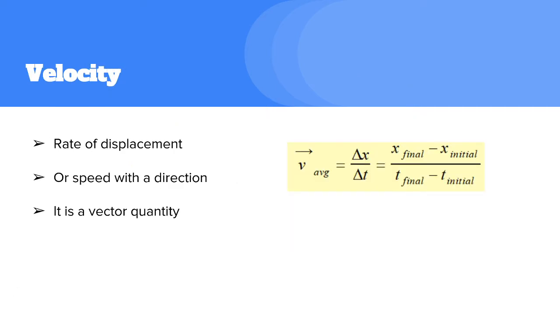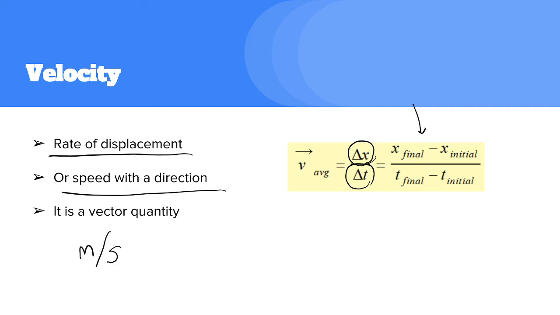Alright, what's your velocity? It's rate of displacement, which means how much you displace over given time. And if you want to make it delta, explicitly, then x final minus x initial divided by t final minus t initial. Or the informal definition is speed with a direction, and it's also a vector quantity, and the way that we measure velocity is meters per second. So how many meters over a second? Meters per second.